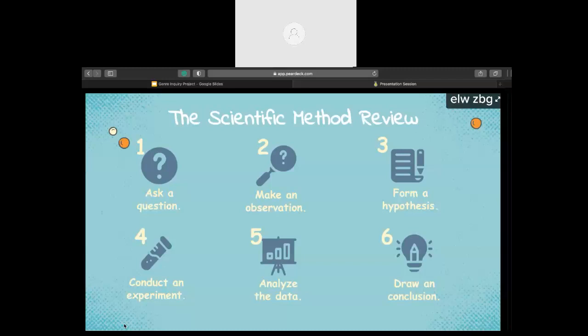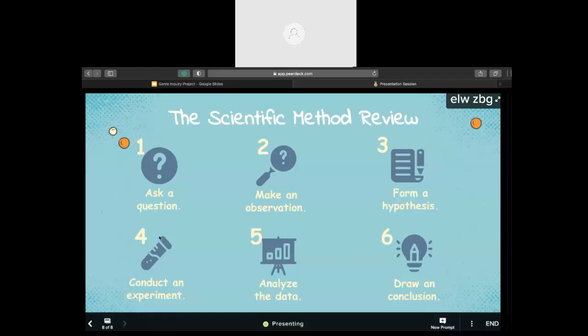Okay. The next step of the scientific method is to conduct the experiment, which we will be doing in a second. And finally, we analyze the data and draw our conclusions. Those are our last two steps. Okay, we're going to go ahead and move on to the next step. I'm going to stop sharing this so you can see me full screen, okay?